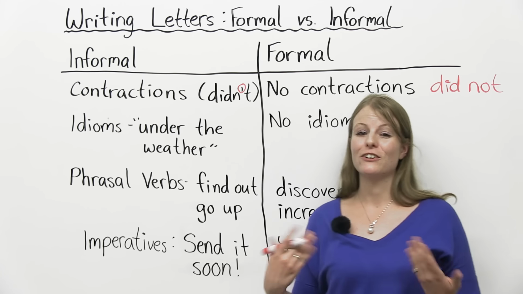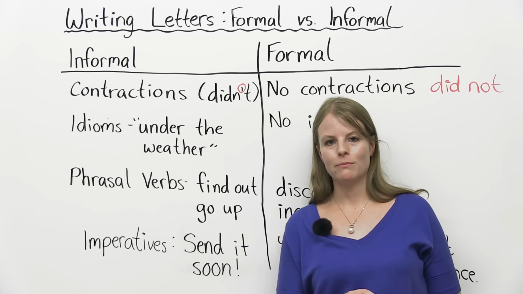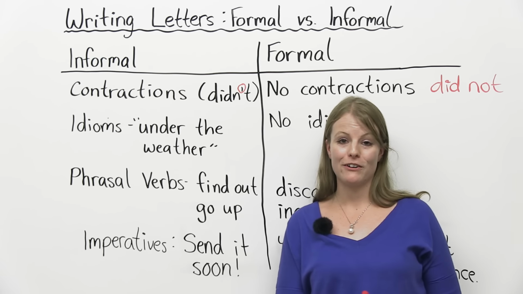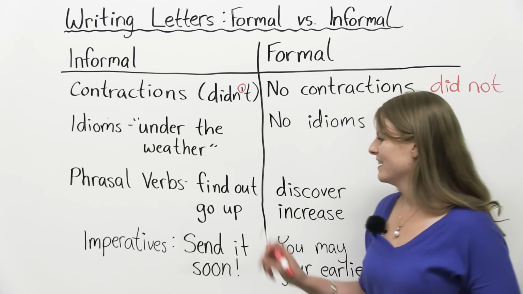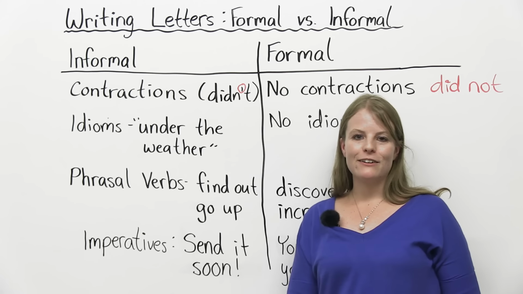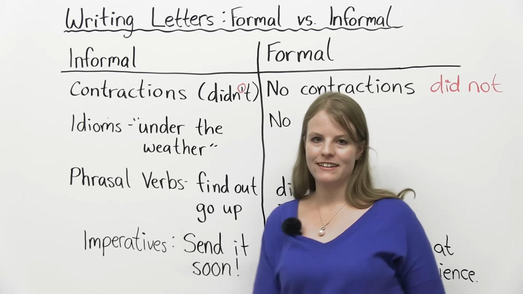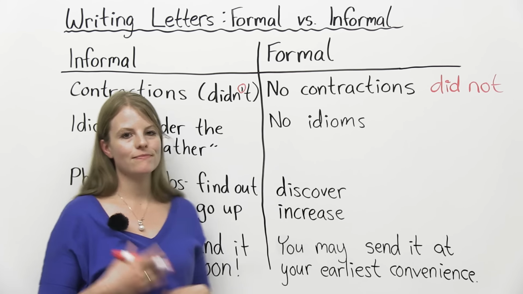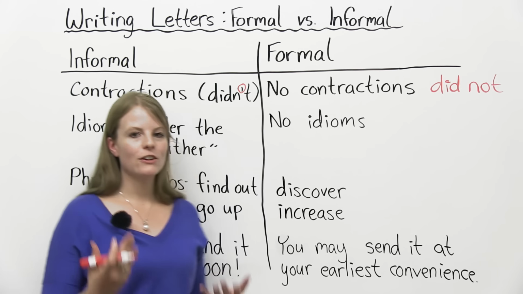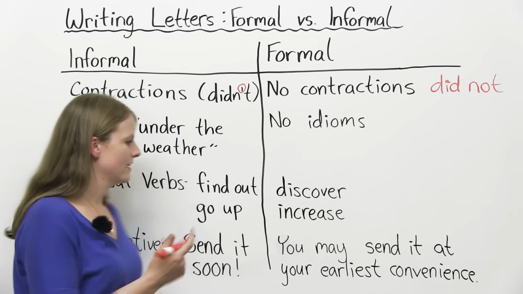Phrasal verbs are very difficult to learn. We have so many of them in English. My students have told me phrasal verbs are one of the hardest parts of learning English. But it's possible. You can do it. So in informal writing, we use phrasal verbs. Whereas in formal writing, what do we use? We don't use phrasal verbs. We usually use longer words that mean the same thing.